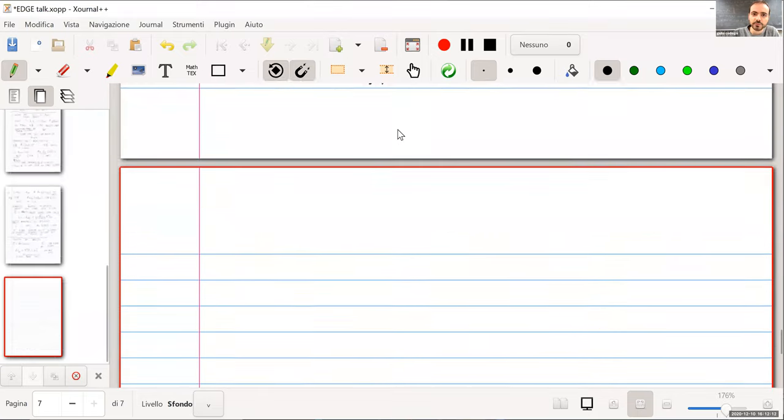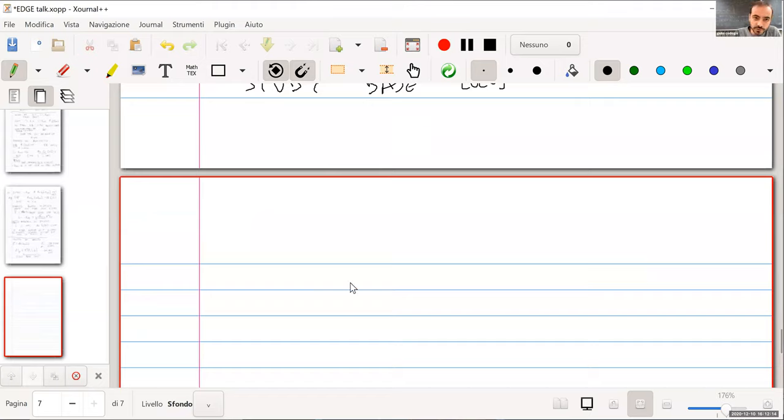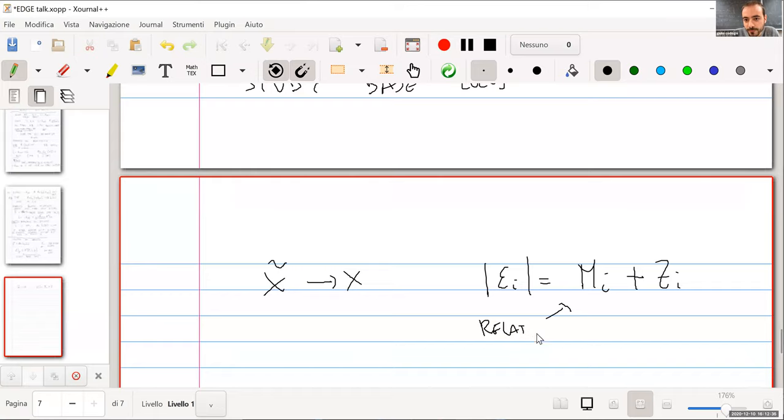So how do you study it? You do the usual things. You blow up. And then, I will now write the pullback just to avoid the clutter, you write this E_i as M_i plus Z_i. Let me call M_i maybe the relative movable part. Of course, I'm not writing down the pullback just to simplify things.